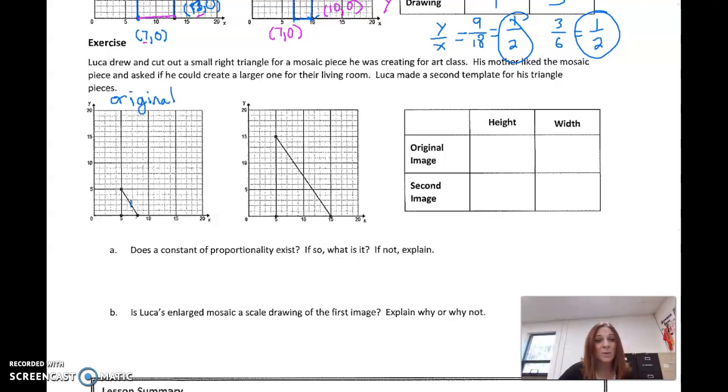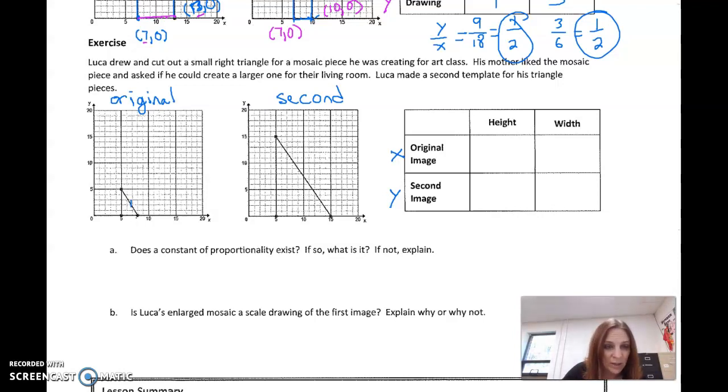And his mother liked it so much, she wanted him to create a second one. So he did, and this one's bigger. So we're going to do the same thing we did before. This is our X value, this is our Y. Original image, second image. And we're just going to plug in the information.